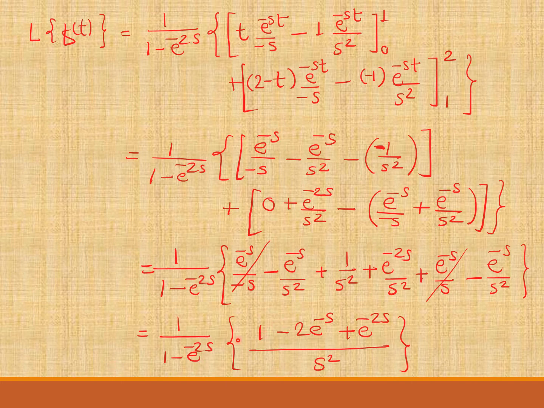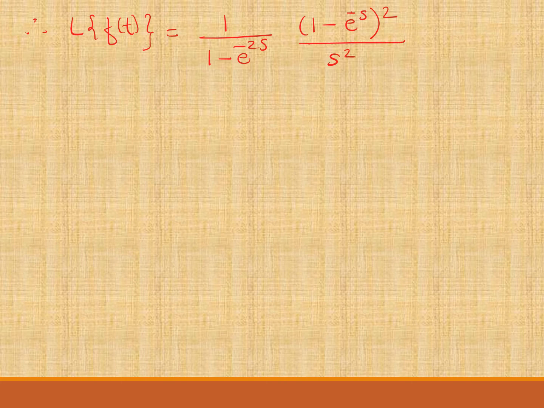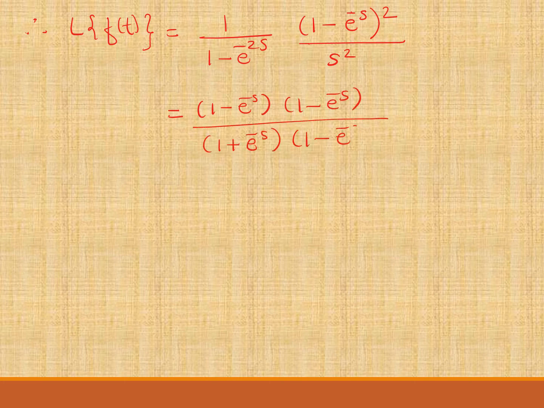Now this is the square of 1 minus e raised to power minus s whole square, and s square is as it is. Now if we further solve this, then this whole square can be written like this, and this function 1 minus e raised to power minus 2s has the two factors, that is 1 plus e raised to power minus s and 1 minus e raised to power minus s, and this s square remains as it is.